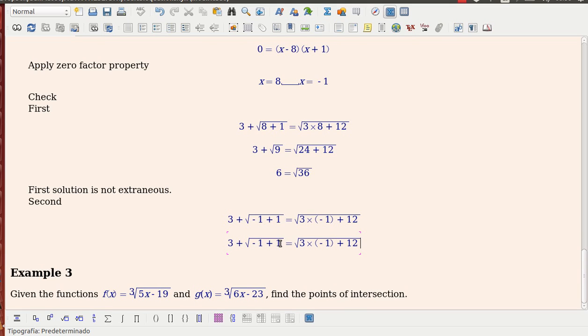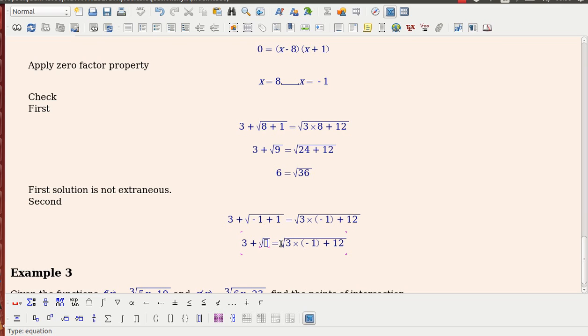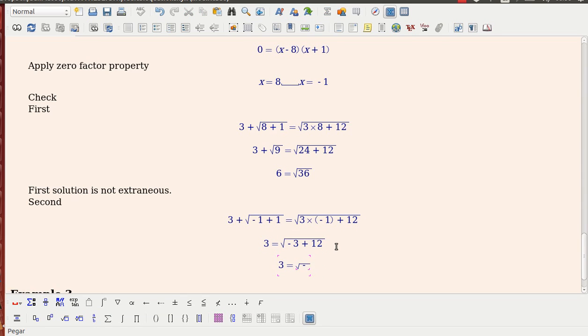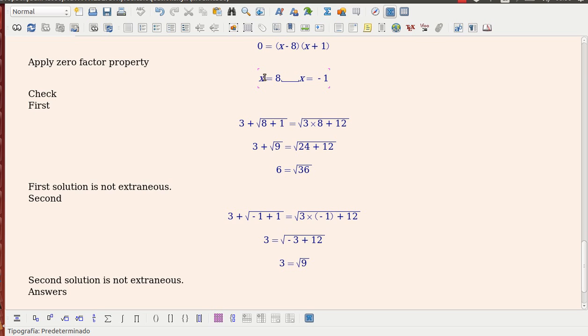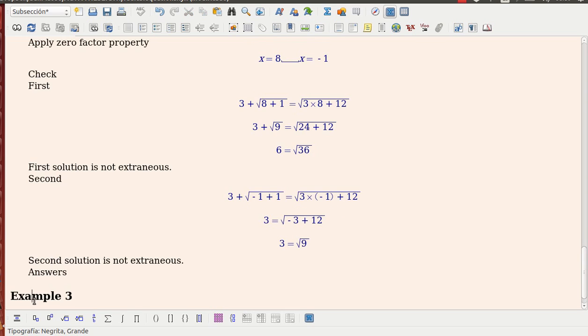So 3 plus, this is 0. And the square root of 0 is 0. And this is 3 times minus 1, minus 3. 12 minus 3 is 9. Is 3 the square root of 9? Yes. So the second solution is not extraneous. Answers: x equals 8 and x equals minus 1.